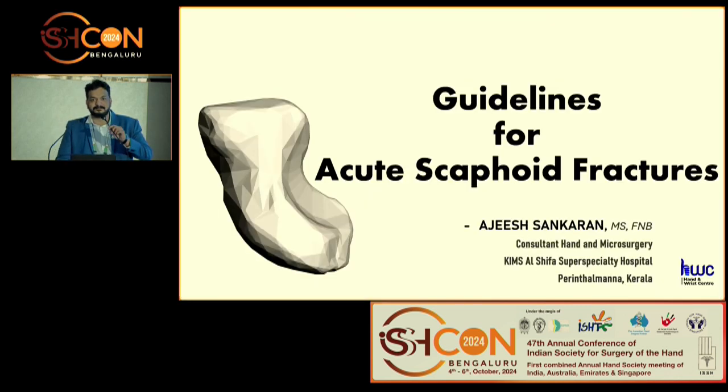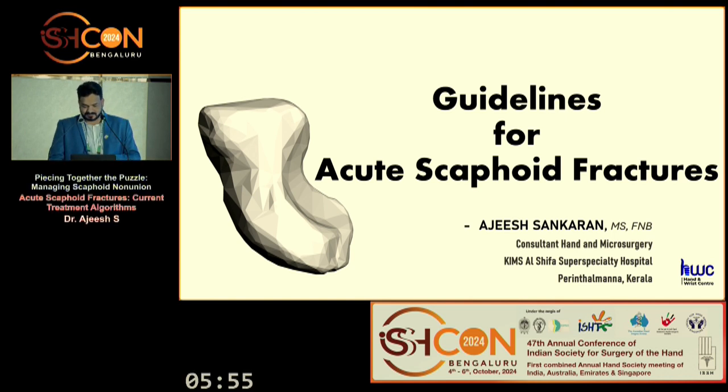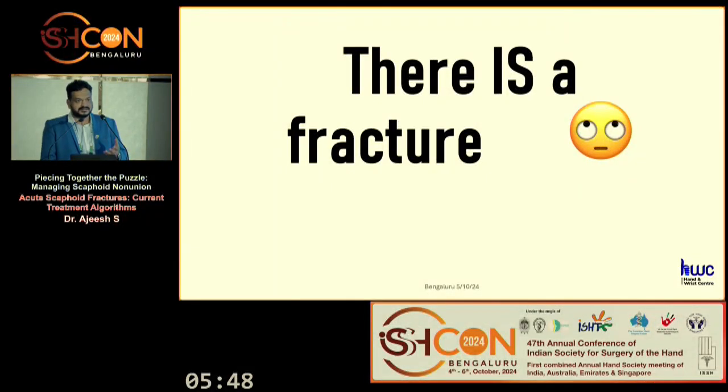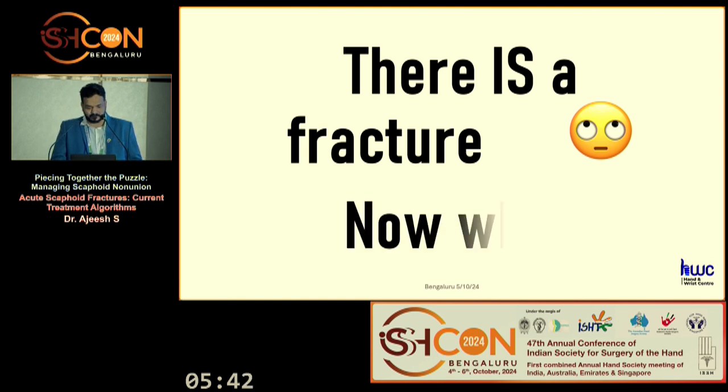Yes, so my talk is mostly, as he intended, not on cases, but on what the best evidence is, where evidence takes us regarding the treatment of acute scaphoid fractures. So now the situation is that we know there is a fracture. There's no issue with diagnosing a fracture. We already know that there is a fracture. The question is, what next should I do?